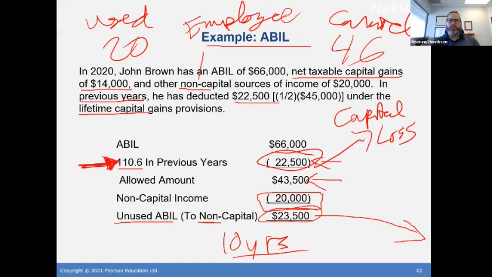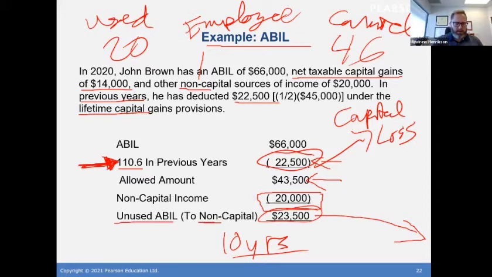Then the unused portion got carried forward. So if our income was 43.5 or above, we wouldn't have had anything to carry forward. We still would have always had the 22.5 because that's turning into a capital loss. We're converting here. Part of the ABIL gets converted to a capital loss to the extent that you've previously claimed lifetime capital gains.